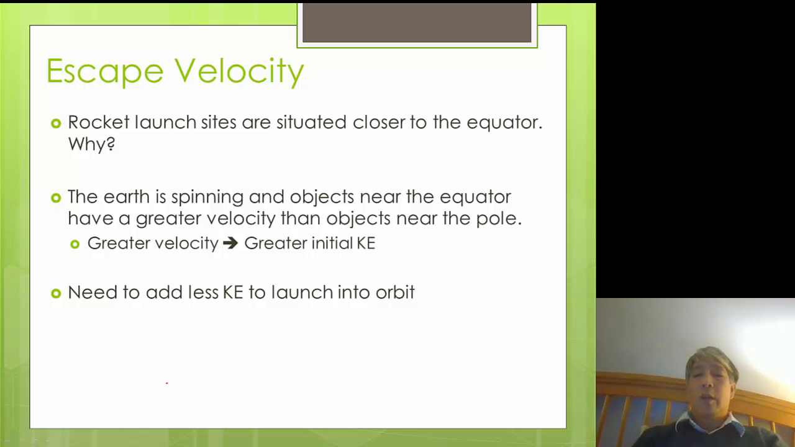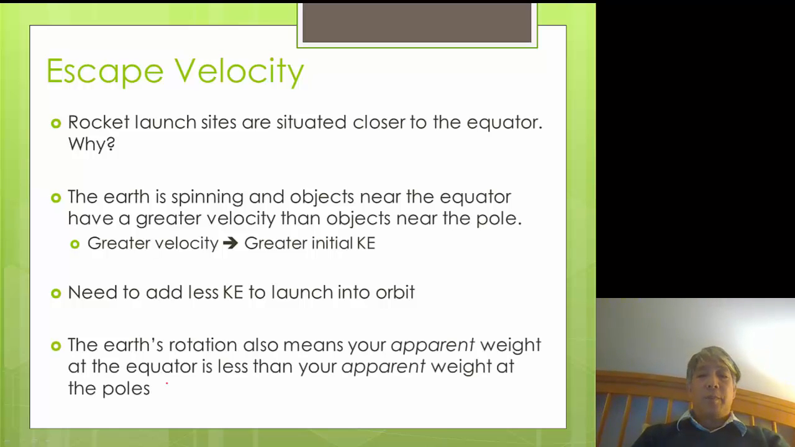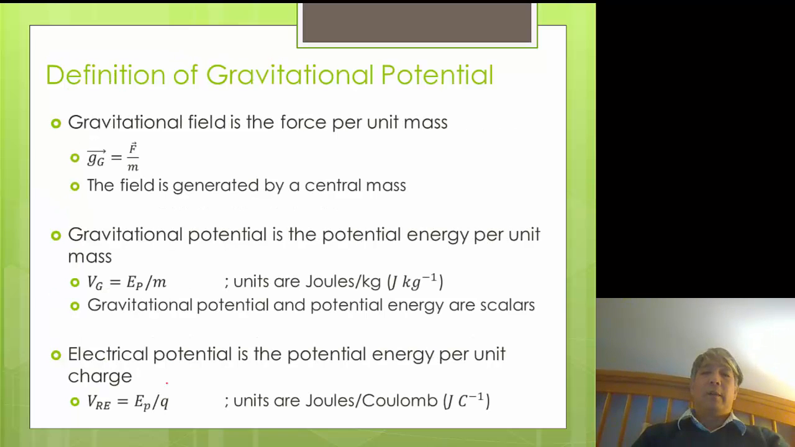I don't necessarily need to always put all of my energy into launching this rocket. And so that's what locating near the equator gets me. It also means that my apparent weight at the equator is going to be less than my apparent weight at the poles. We've done that calculation before as well.